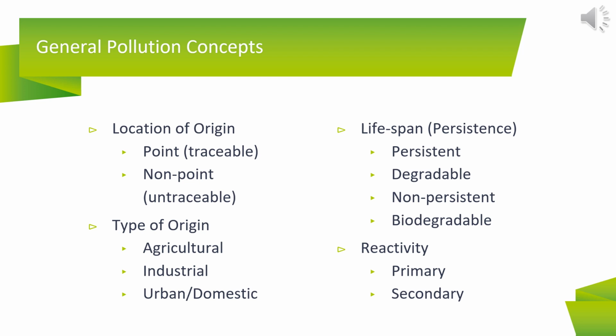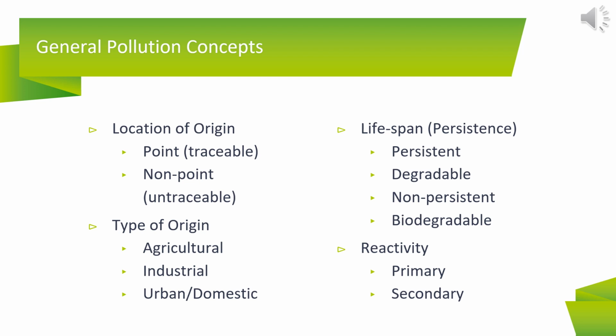Non-persistent pollutants are those that are removed from the ecosystem very quickly. And biodegradable pollutants are a very specific kind of degradable pollutants. In order for something to be considered biodegradable, it must be able to be broken down by the metabolic processes of a living organism.